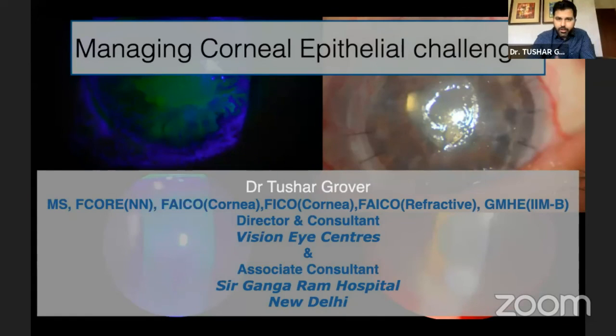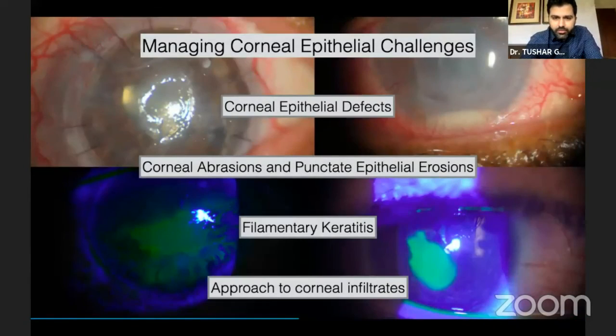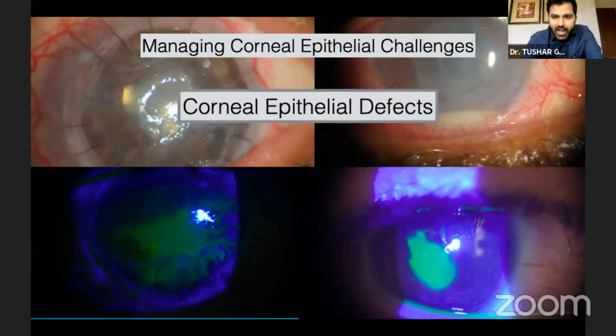So I'll be talking about managing corneal epithelial challenges. I'll be trying to cover probably not all of them, but some of them. One of the most common challenges that we have in our OPD is a corneal epithelial defect.